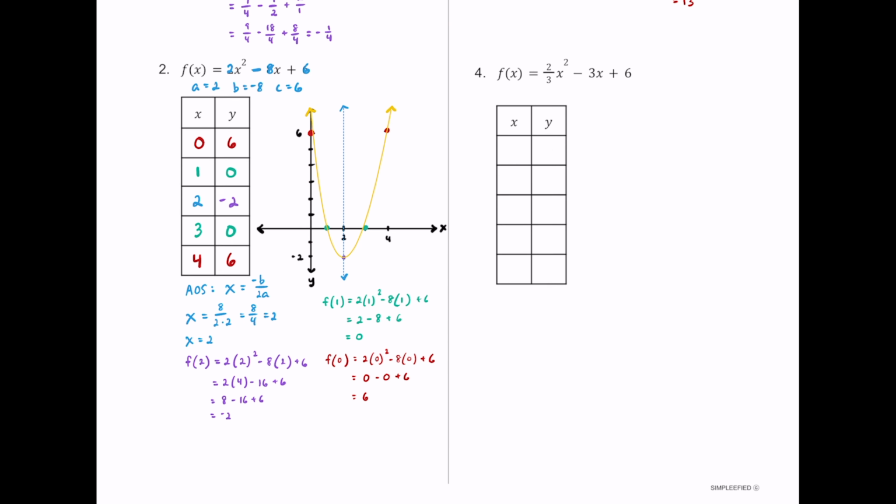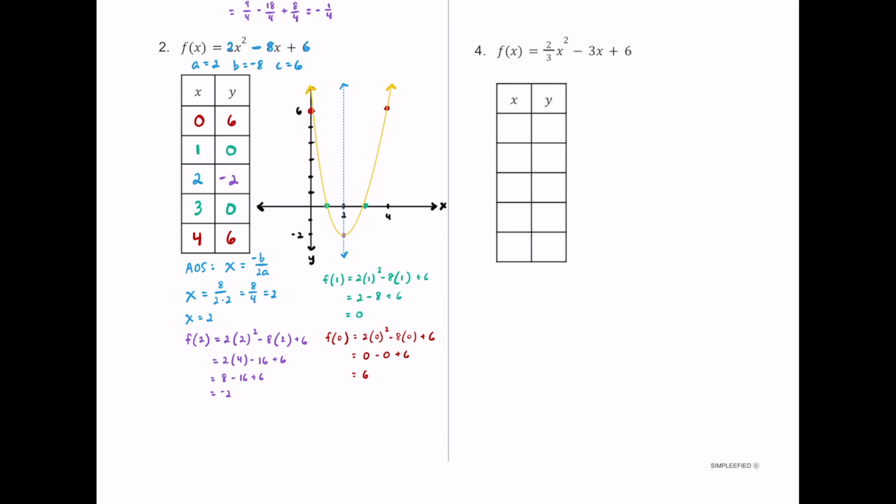Here's number 4. For number 4, we have f of x is equal to 2/3 x squared minus 3x plus 6. Okay, so our a, b, and c, a is going to be this fraction of 2/3, and then our b is going to be -3, and then c is going to equal +6. All right, so let's start with the AOS as usual, and so our AOS is going to be x equals -b over 2a. Hopefully that's going to stick as you practice a little bit more.